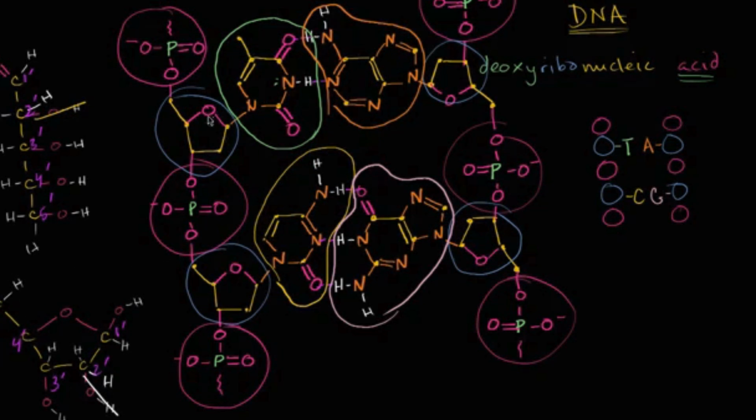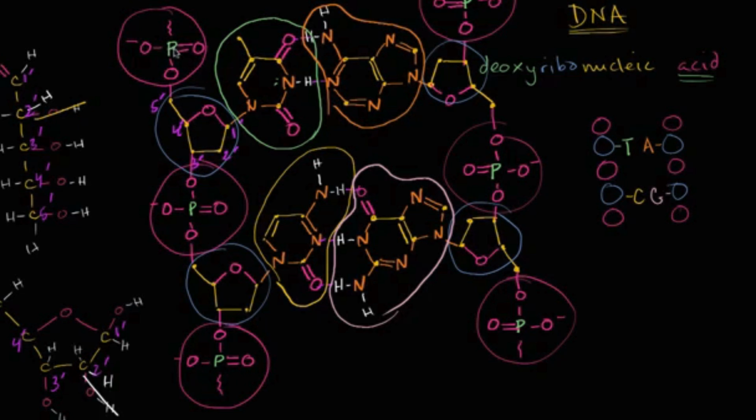Or if you were to number them on this diagram right over here, actually in the DNA molecule, this is the 1', this is the 2' carbon, this is the 3' carbon, this is the 4' carbon, and this is the 5' carbon. And so one way to think about it is, we go phosphate group, and it's connected with what we call phosphodiester linkages.